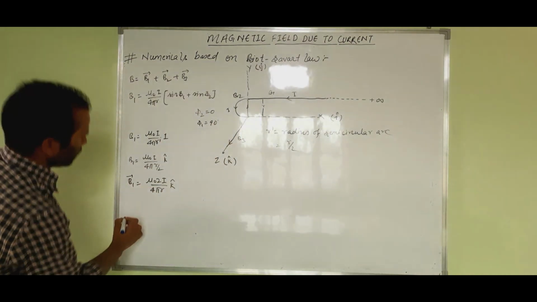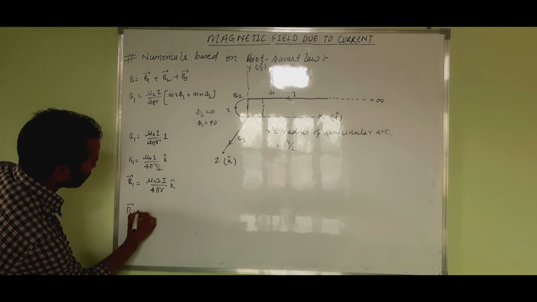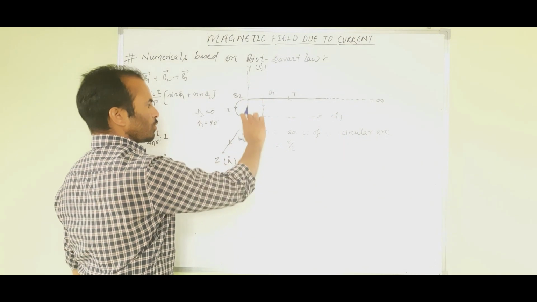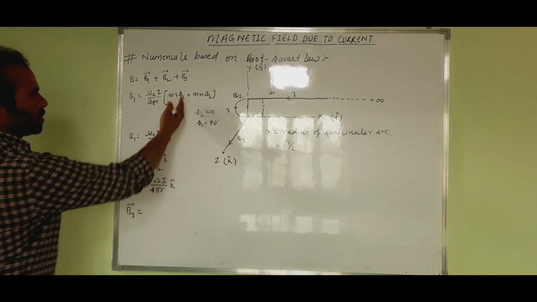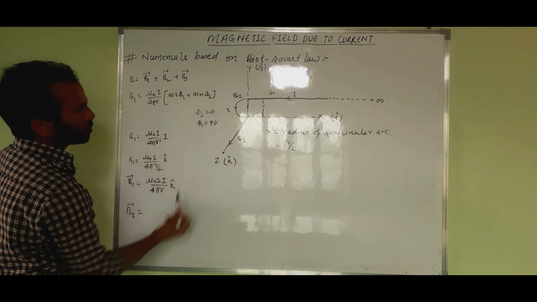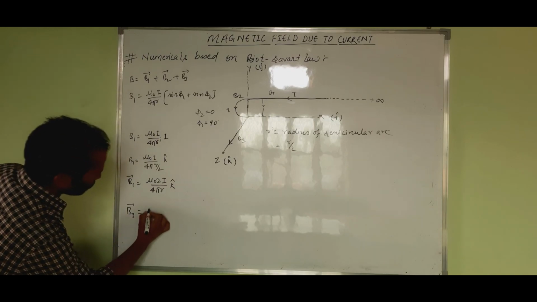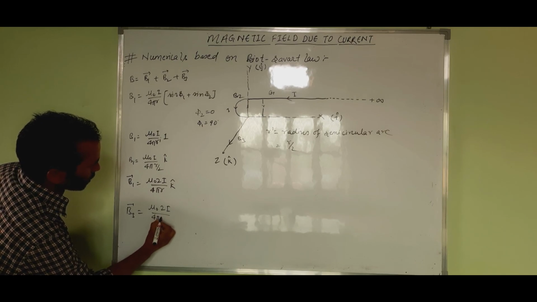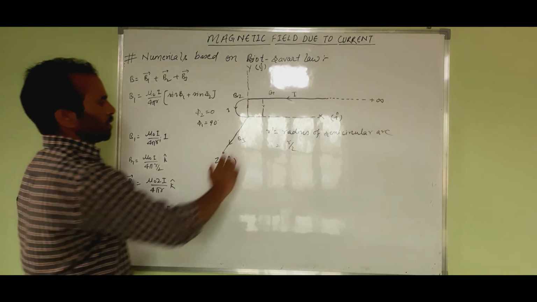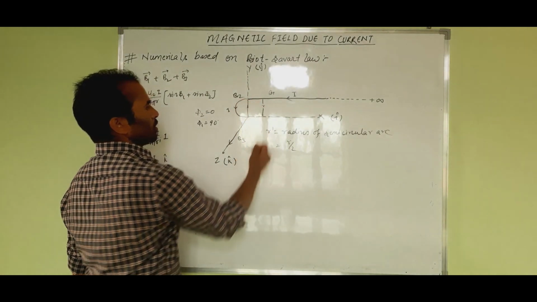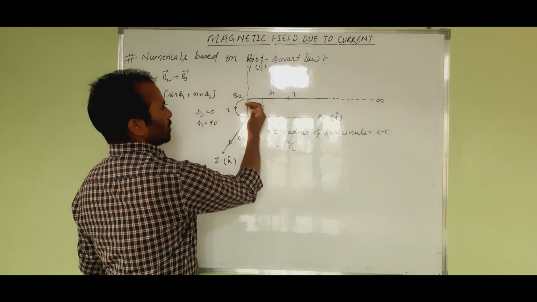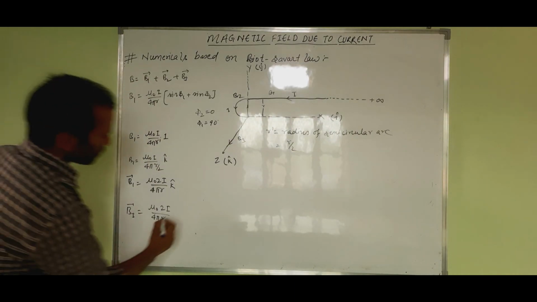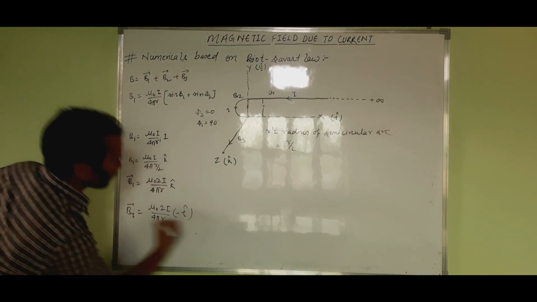Similarly, B3 will be, because B3 is also a straight conductor and we have to find the magnetic field at this point, which is at a distance of r by 2 from this end point. Phi 1 here will also be 90 and phi 2 will be 0, so we will use the same expression here, which is mu naught 2I upon 4 pi r. But the direction due to this, using the right hand thumb rule, will be along the negative x direction, that is, minus I unit vector.